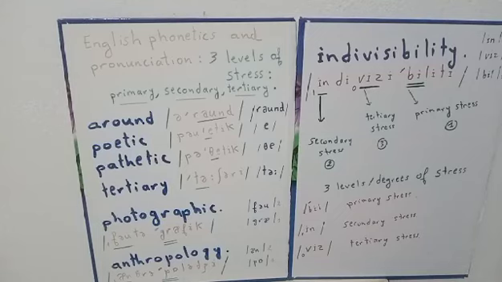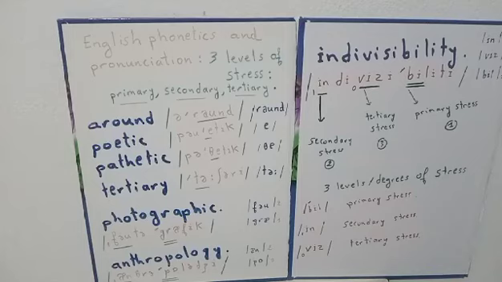And in this lesson, we are going to study the English phonetics and pronunciation in terms of three levels of stress. Three levels of stress: primary stress, secondary stress, and tertiary stress. A very important lesson of English phonetics. Let's study the pronunciation of these English words and explain the three levels of English stress.